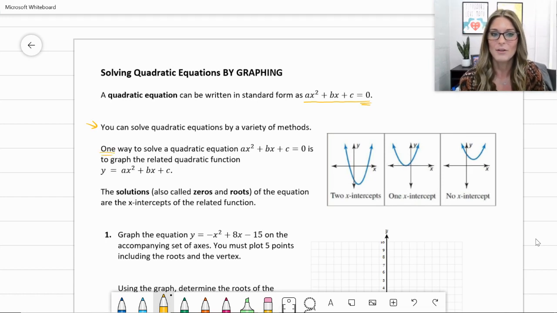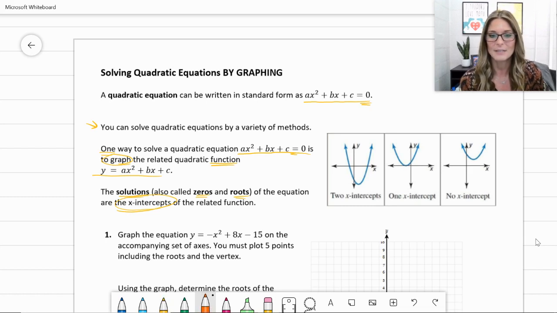Our first method for solving a quadratic equation, ax squared plus bx plus c equals 0, notice there's that equal sign, is to graph the related quadratic function y equals ax squared plus bx plus c. In our previous lessons, we were working with just the function, and now we're going to solve equations by graphing that related function. Our solutions, also called zeros and roots, we've been using these vocabulary terms lately, are going to be the x-intercepts of our related function.